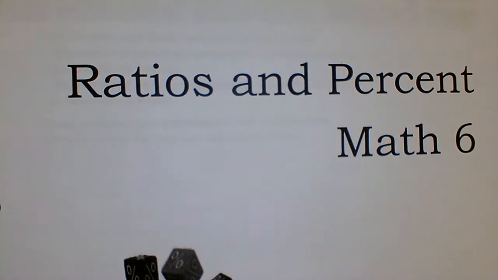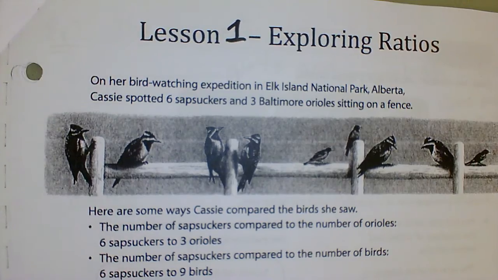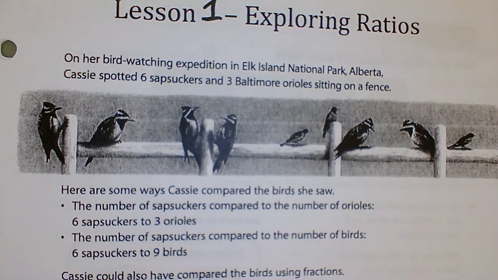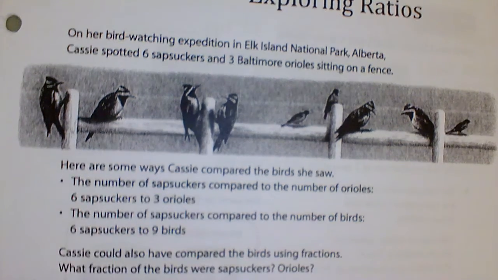So ratios and percents. We're going to start with ratios, lesson 1, ratios. All right, and explain what a ratio is. On our bird watching expedition to Elk Island National Park in Alberta, Casey spotted 6 sapsuckers and 3 Baltimore Orioles sitting on a fence. So they're different types of birds.